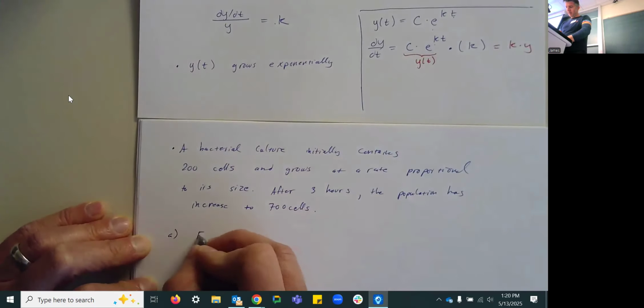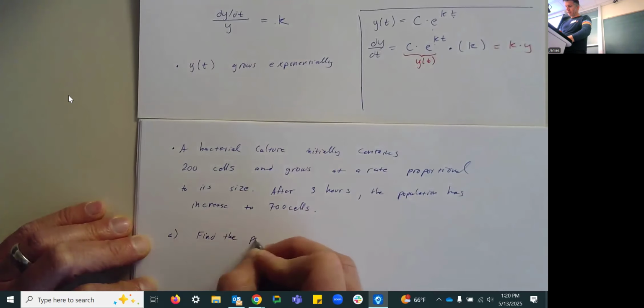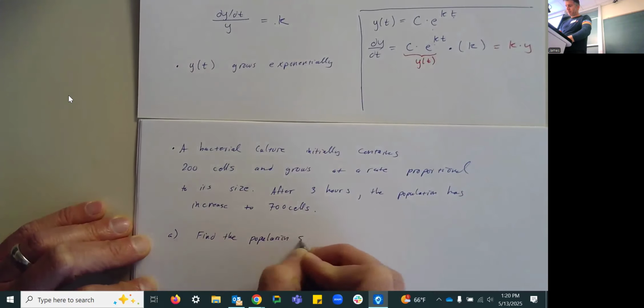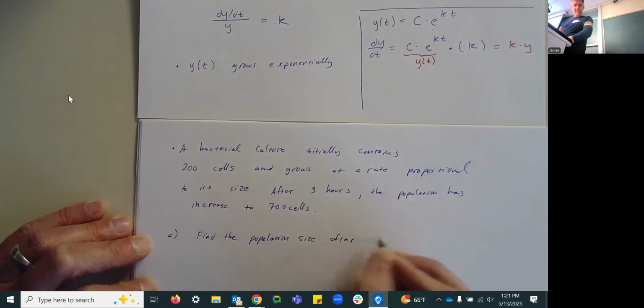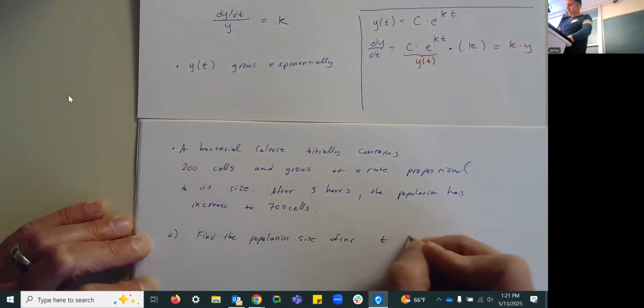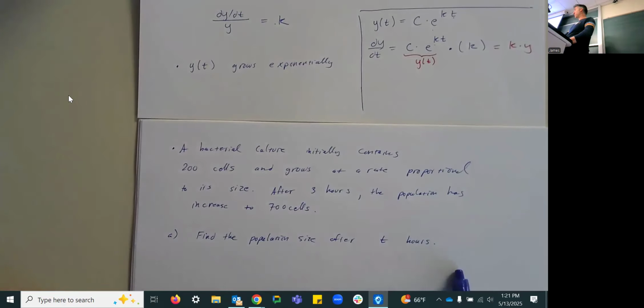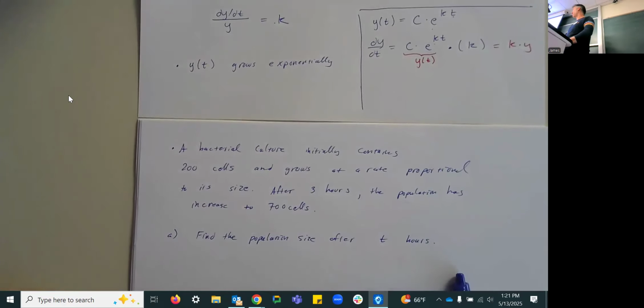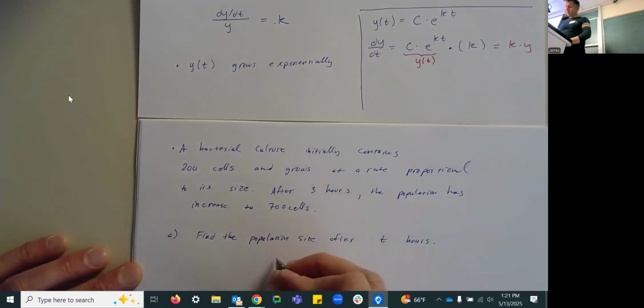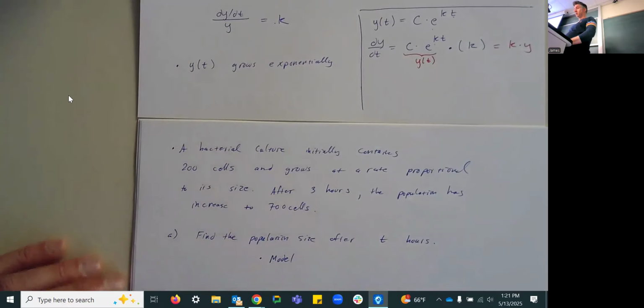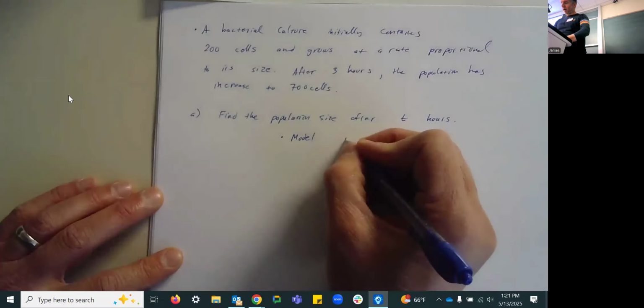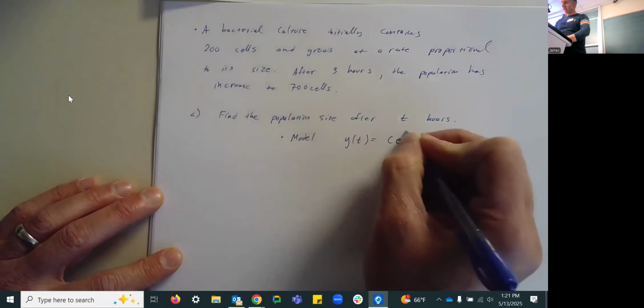Question A, find the population size after t hours. This is a terrible way of saying write the population as a function of time. That's what this question actually means. Write the population as a function of time. Okay, so here's what we know. We know a couple things. We know, one, that our model for the population size at time t is going to be y of t equals some c e to the kt.